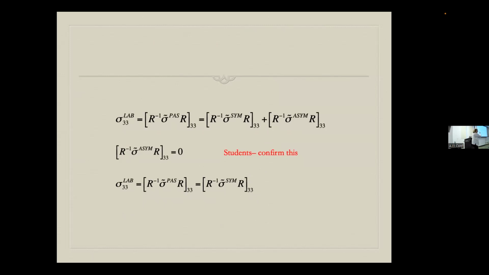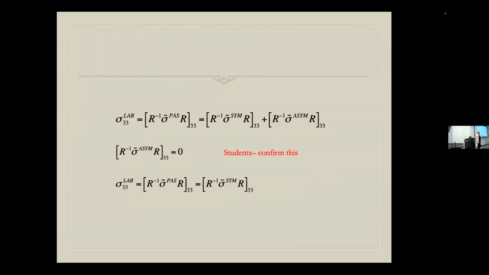And instead of showing you this with pages of algebra that you probably wouldn't want to read, I asked you to just try confirming it yourself. It's pretty easy, okay? So that means that the laboratory frame 3, 3 element for any arbitrary matrix with no special properties can be derived from just the symmetrized part. But it doesn't mean we really think it's symmetric. We don't think that. Make sense?